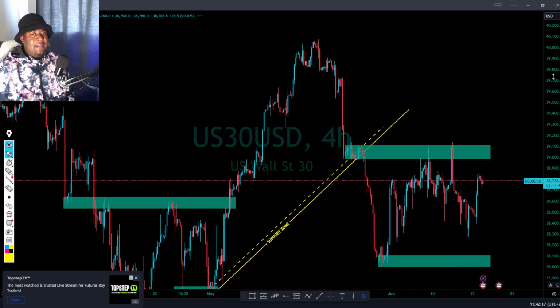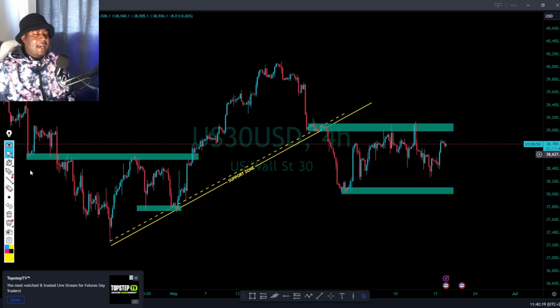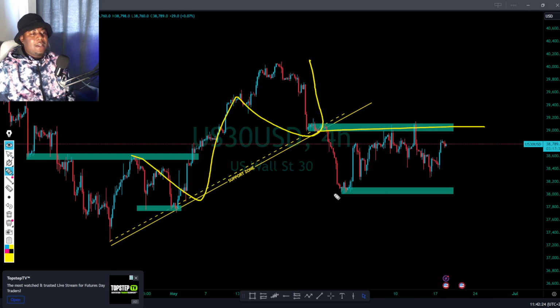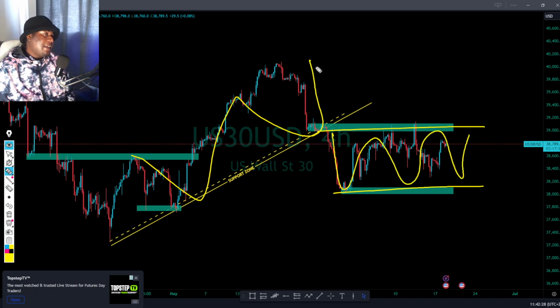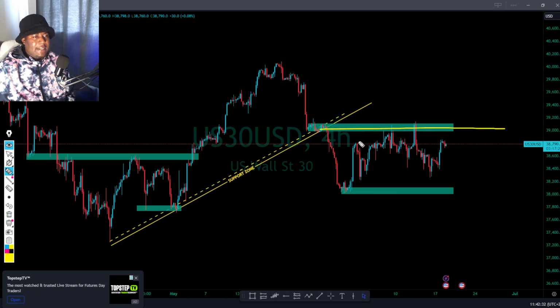So US30 seems to be playing games with us. As you can see, we are coming from that uptrend. The market is now consolidating around this level. But since we see that Nasdaq is flying, there is enough chance or evidence that there is a chance for the US30 to try to catch up with Nasdaq.